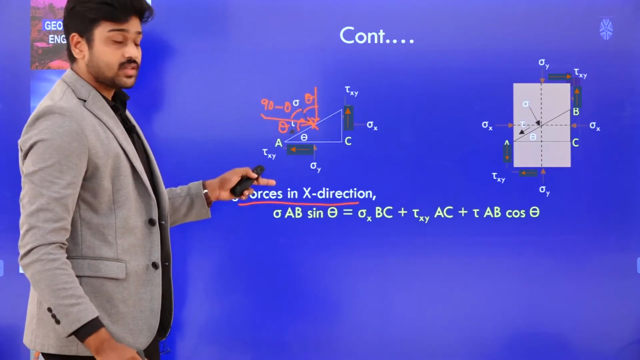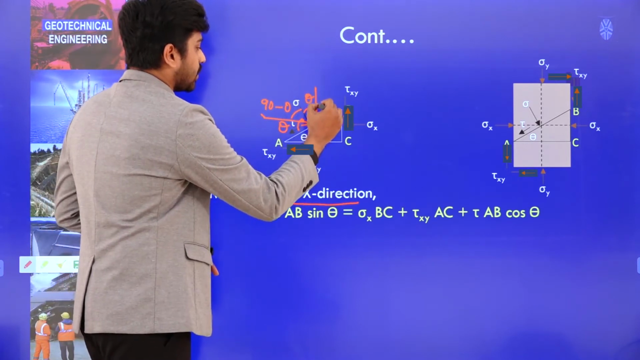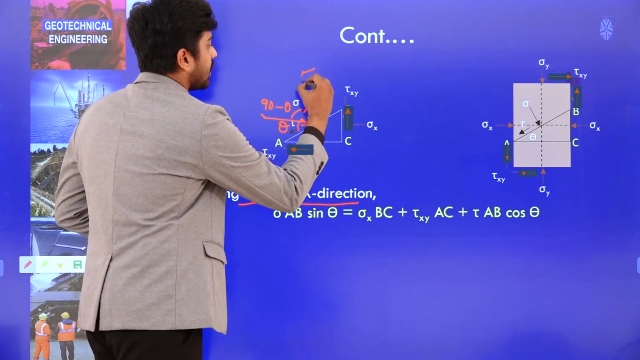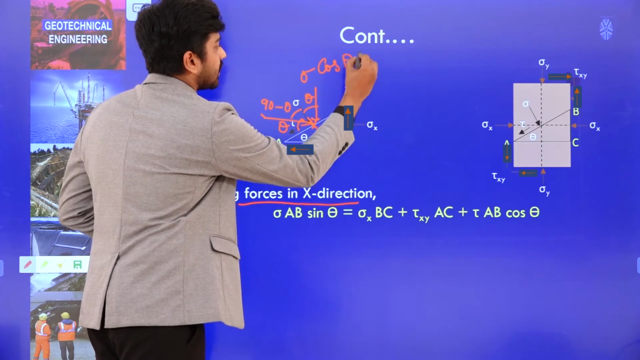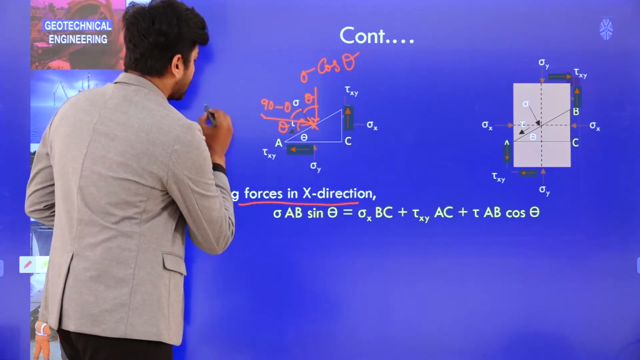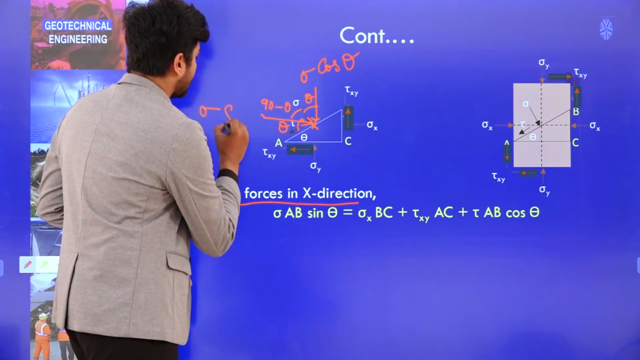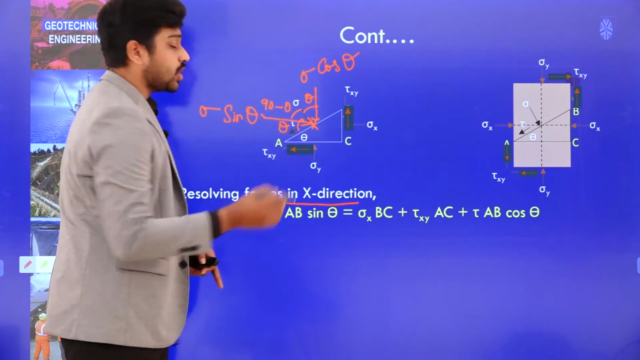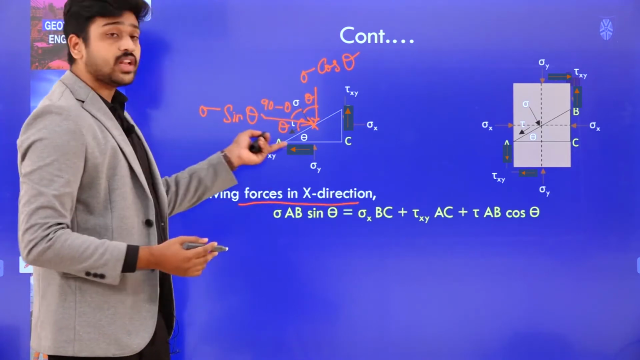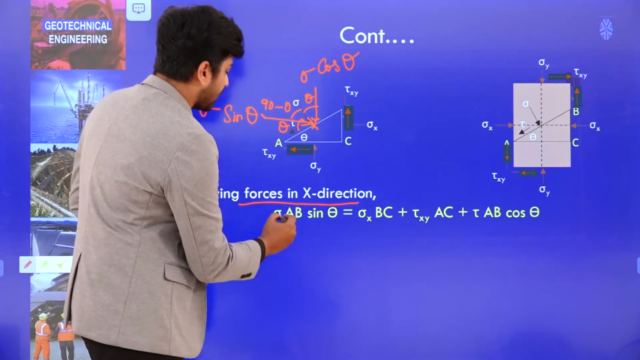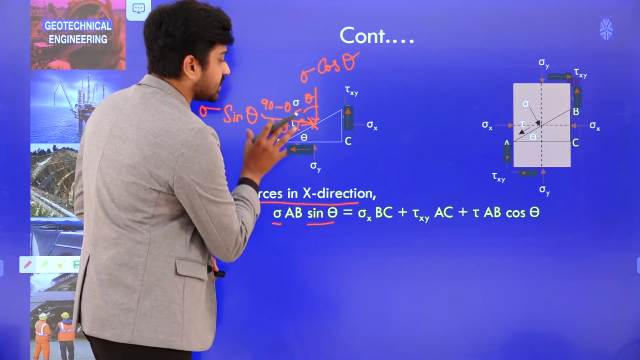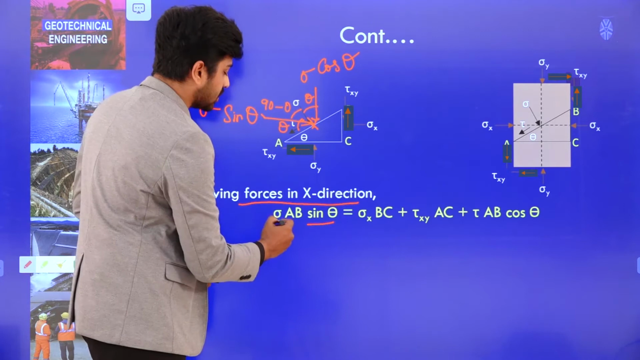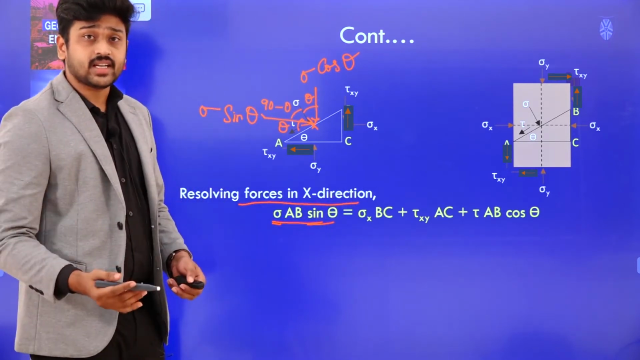So using this, what will be this particular one now? This will be sigma cos theta, and this will be sigma sin theta. Since we are resolving along the x direction, we only require this. That is why I have written sigma sin theta, which is acting on the plane AB. So this will be sigma AB sin theta, clear?